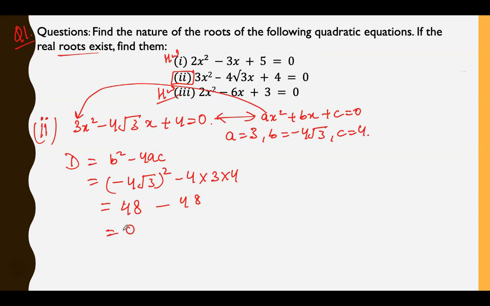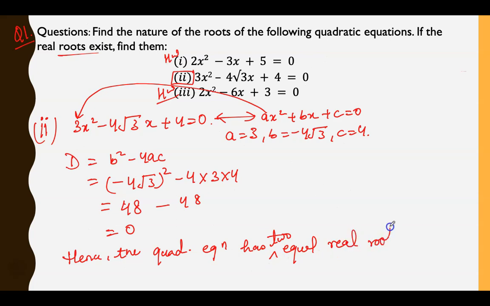And as you got that it is equal to 0, therefore our roots are going to be equal. Hence, the quadratic equation has two equal roots, two equal real roots, you can say. It's always better to mention the word real. Now you can just find the roots as well.